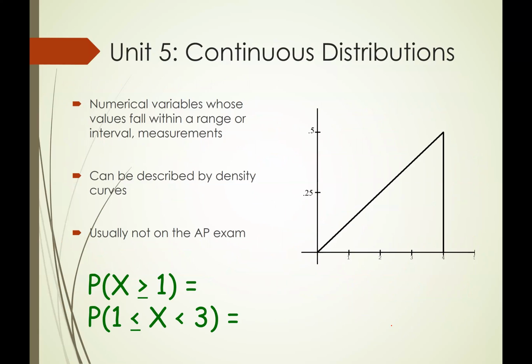The next type is a continuous distribution. So numerical variables whose values fall within a range or interval. These are going to be from measurements. They can be described by a density curve like this one. This is obviously a triangle. So this is like the unusual problems we talked about.